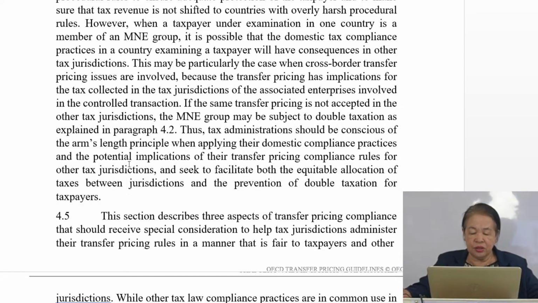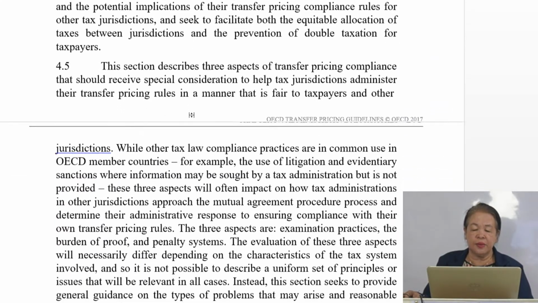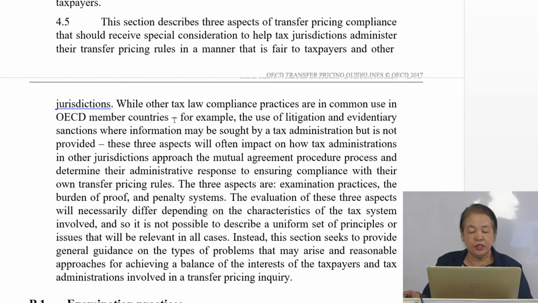So thus, the tax administration should be conscious of the arm's length principle when applying their domestic compliance practices and the potential implications of their transfer pricing compliance rules for other tax jurisdictions, and seek to facilitate both the equitable allocation of taxes between jurisdictions and the prevention of double taxation for taxpayers. No? So this section describes three aspects of transfer pricing compliance that should receive special consideration to help tax jurisdictions administer their transfer pricing rules in a manner that is fair to taxpayers and other jurisdictions. No? So, the OECD transfer pricing guidelines is designed both for the taxpayer and the tax administrations.